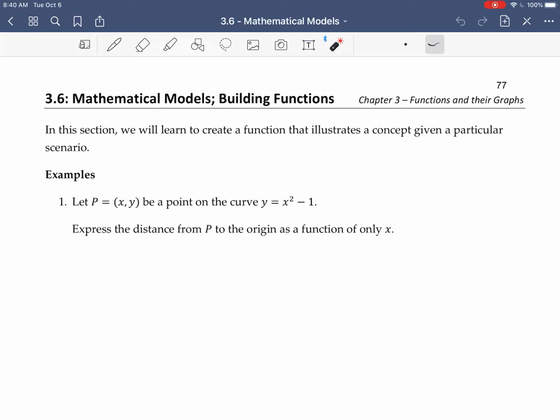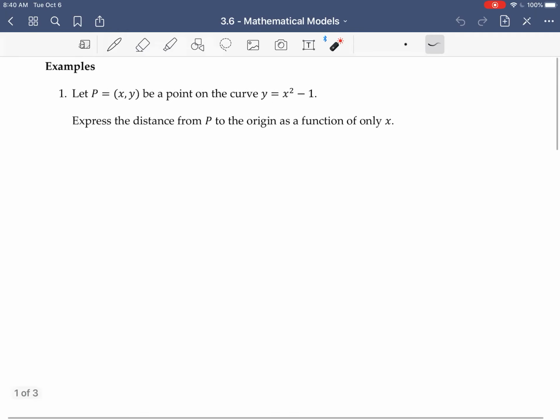In this video, we're going to talk about some mathematical models, or what they call building functions. What we're going to do is create a function that illustrates a concept or a particular scenario. There are a couple of different scenarios, and we're going to try and make a function to solve the problem. So let's start with number 1 here.